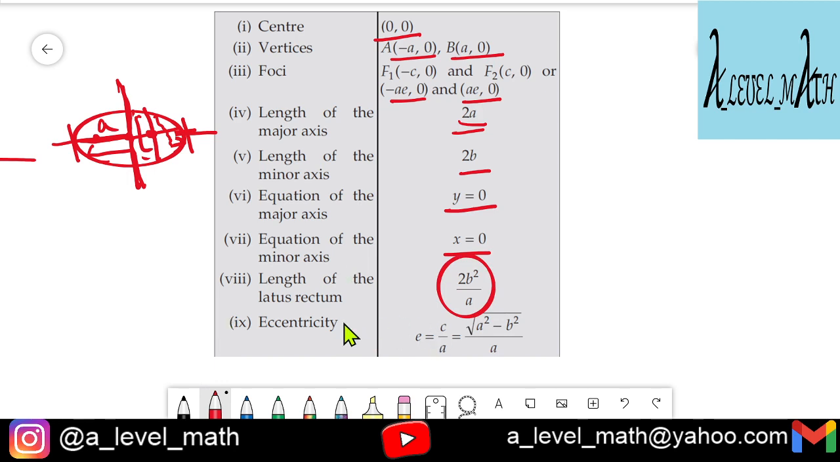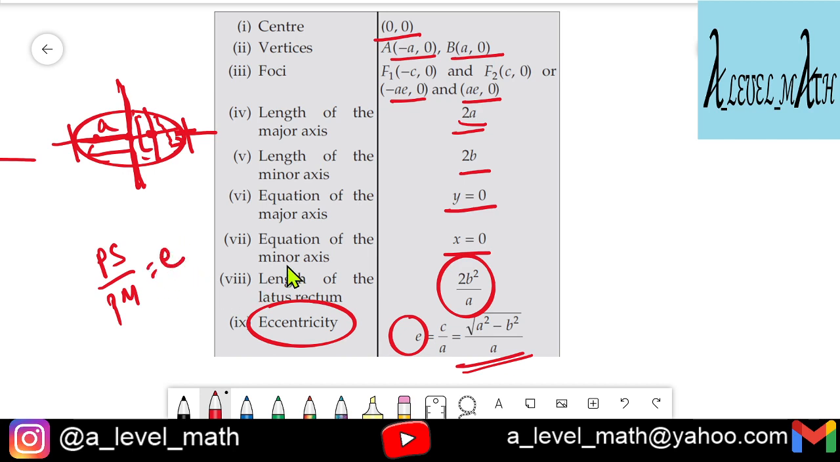And eccentricity is E. Don't get bogged down with this formula, you can safely ignore it. Just remember that E is known as the eccentricity, which is the ratio of PS by PM, where P is any point on the ellipse, S is the focus, and PM is the distance of P from the directrix. So this ratio is always constant, is less than 1, and is known as eccentricity. This is the key takeaway, that eccentricity has to be always less than 1 and A always has to be greater than B. These are the two key takeaways, and all these things you try to remember and memorize.